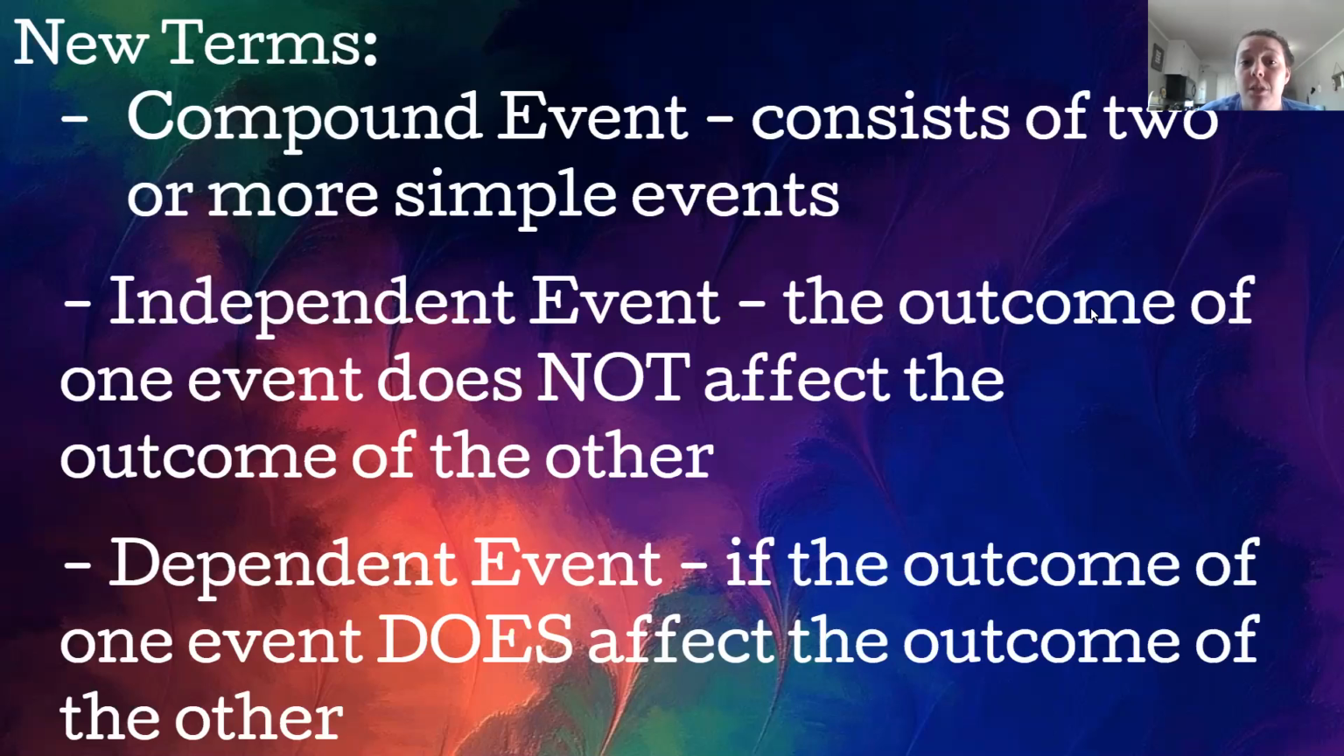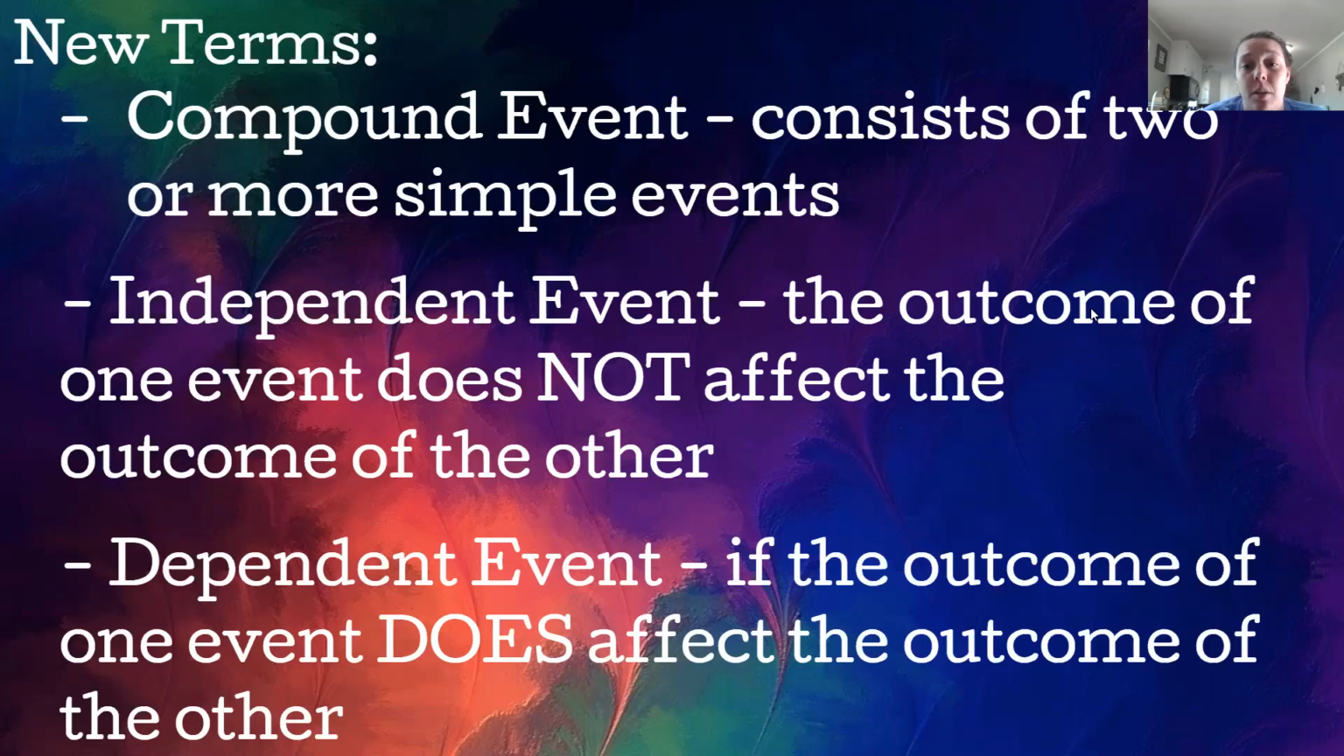Then there's what is called an independent event. The outcome of one event does not affect the outcome of the other. If I'm asked to pick from a pile of coins and then flip the coin that I picked, the outcome of flipping the coin isn't affected by what coin I picked. It doesn't matter which of the coins I picked. Just because I picked this coin doesn't mean I'm going to land on heads, or just because I picked this coin doesn't mean I'm going to land on tails.